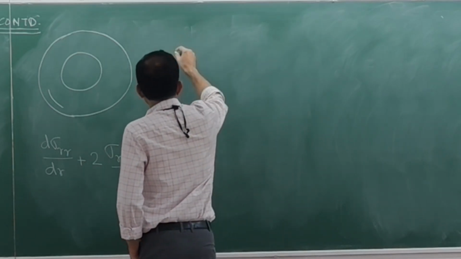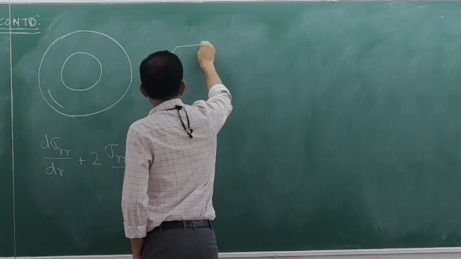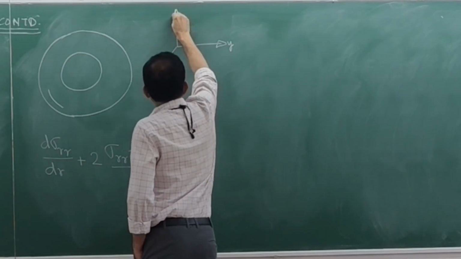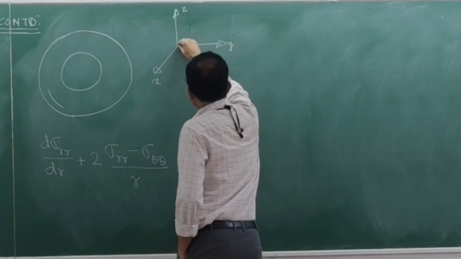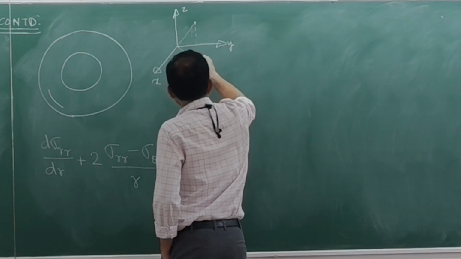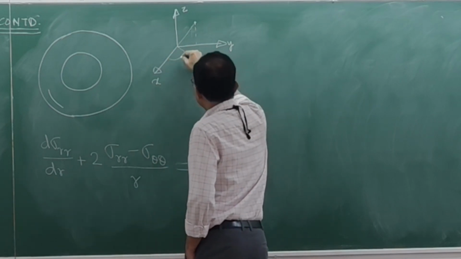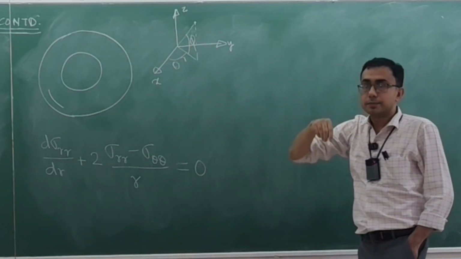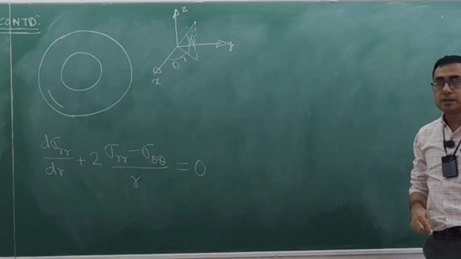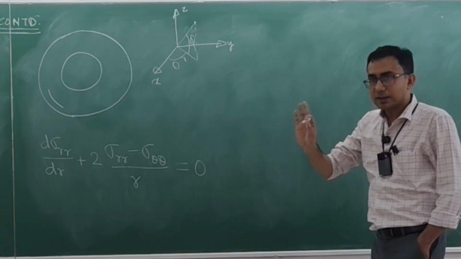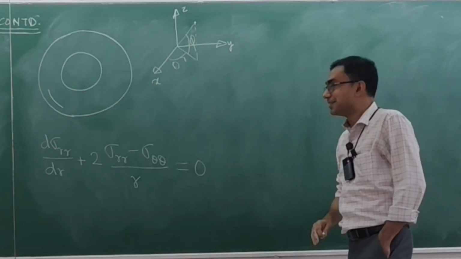So let's say that you have your x like this, your y like this, and this is your z. So any general point, this is your r, maybe this is your theta and this is your phi, right? Do you remember these things? Doesn't matter, phi or phi dash, it doesn't matter.